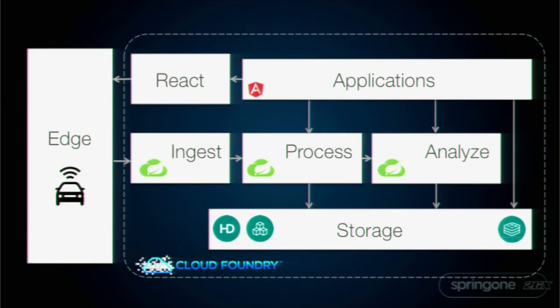If we take a look at this from an actual technical components piece for today, the edge is obviously the car. Ingest, process, and analyze are all developed with pieces from the Spring portfolio, heavily Spring Cloud. So we'll be looking at the code in a bit. The storage pieces we're using are HDFS, or Pivotal HD. We're using Gemfire to power our dashboard. And we're using Redis to store our models for the data science piece on Cloud Foundry. All this is running on Cloud Foundry. And our application is an HTML5 Angular-based application. Does that make sense?